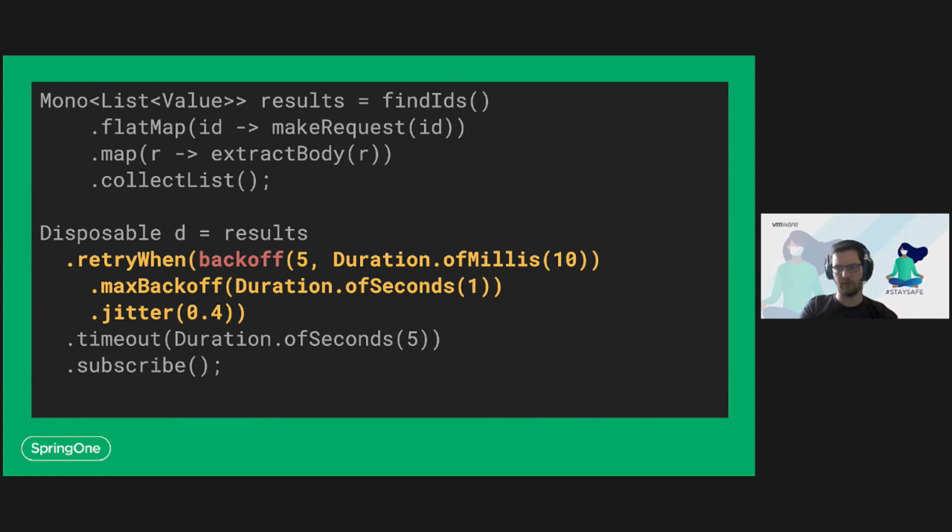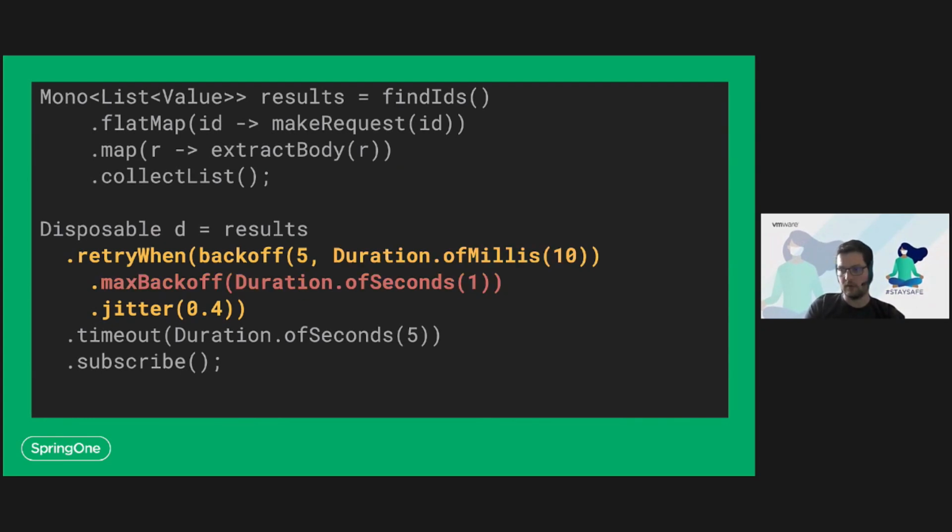We define that we want a backoff style of retry. We want to retry at most 5 times. We want a minimum delay between retries, between attempts, of 10 milliseconds. We also want the delay to grow exponentially up to 1 second maximum. And to avoid the retry storm problem, we'll define a jitter. So some randomization of the delay up to a certain percentage of the initially computed delay. So it will add some random number of milliseconds to the delay of each client.